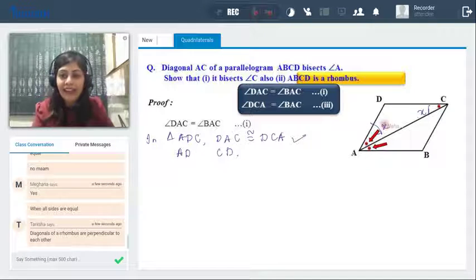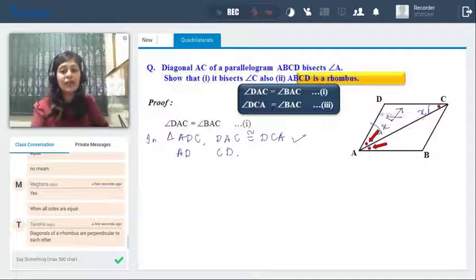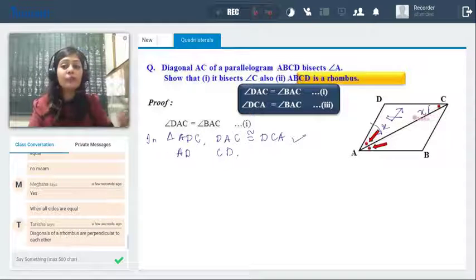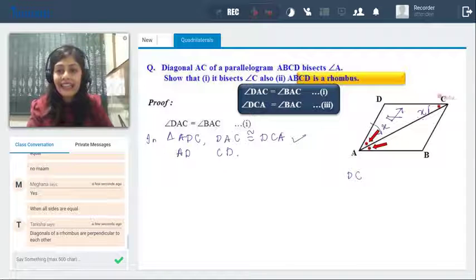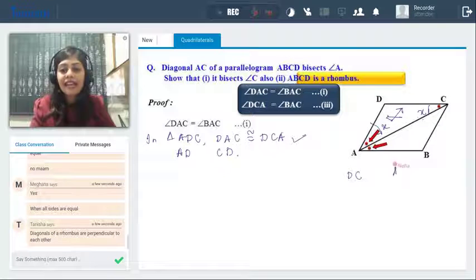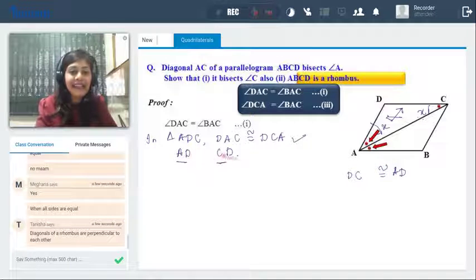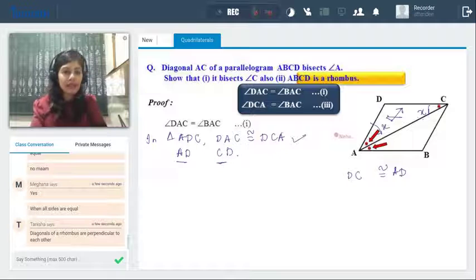Yes, if two angles are equal, sides opposite to equal angles are also equal. Look at angle DAC. Angle DAC has which side opposite to it? It is side DC. Look at angle DCA. DCA has side AD opposite to it. So can I say since angles are equal, sides opposite to them are also equal to each other? Yes, definitely. AD and CD are sides opposite to equal angles. So they are equal to each other.